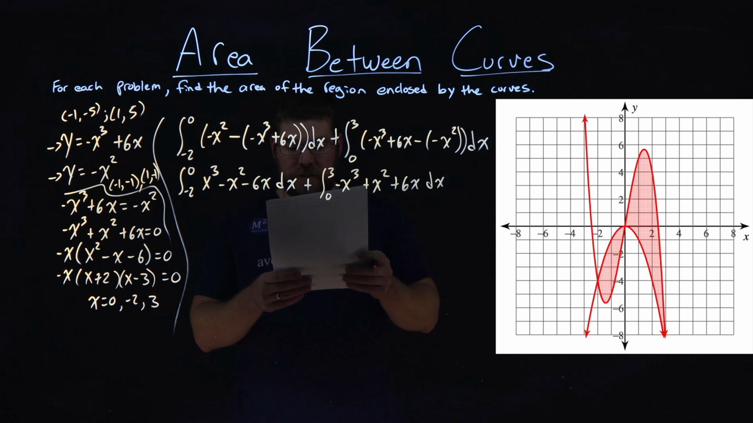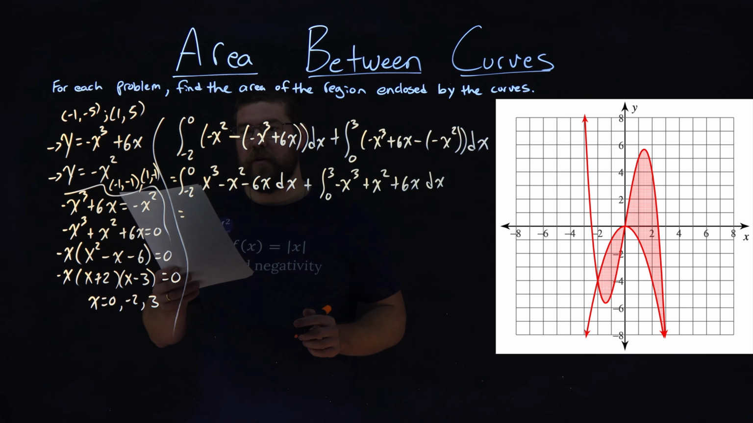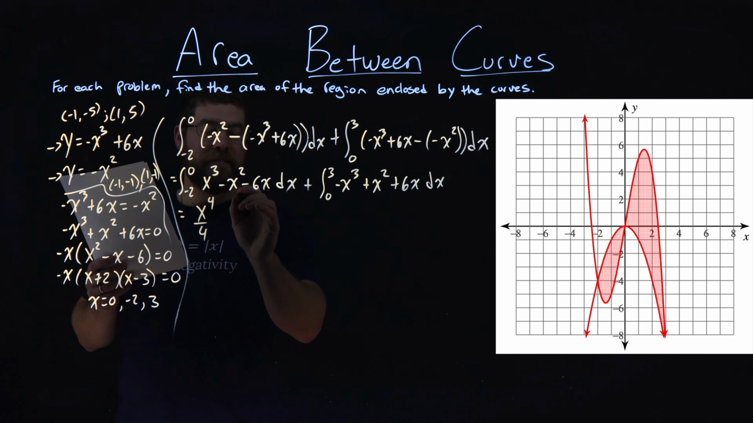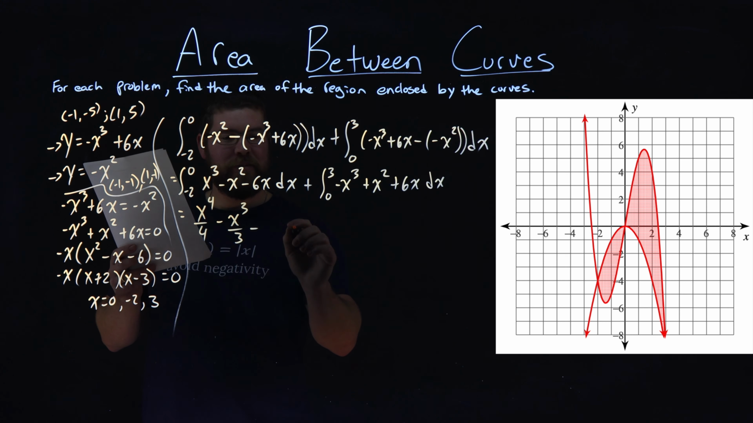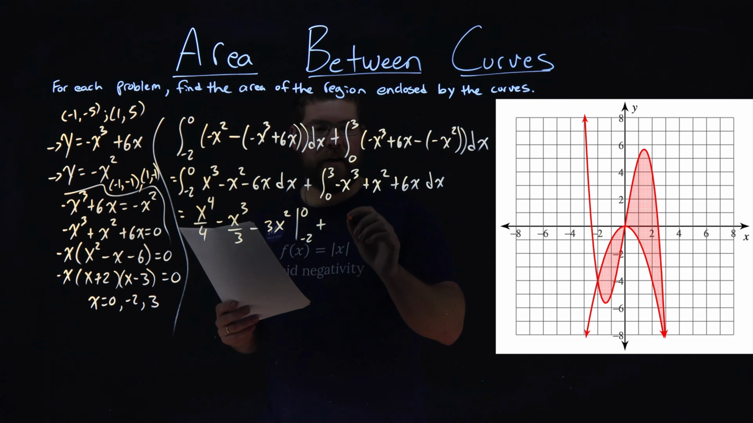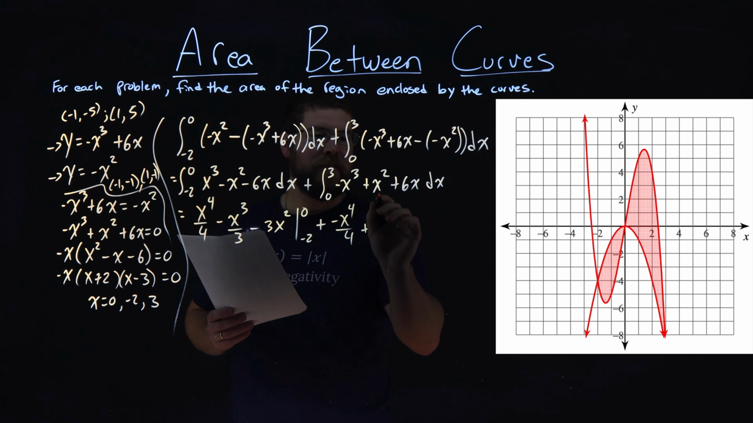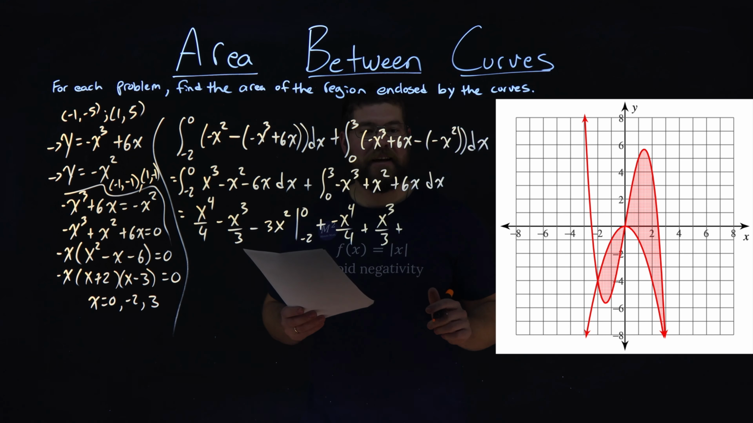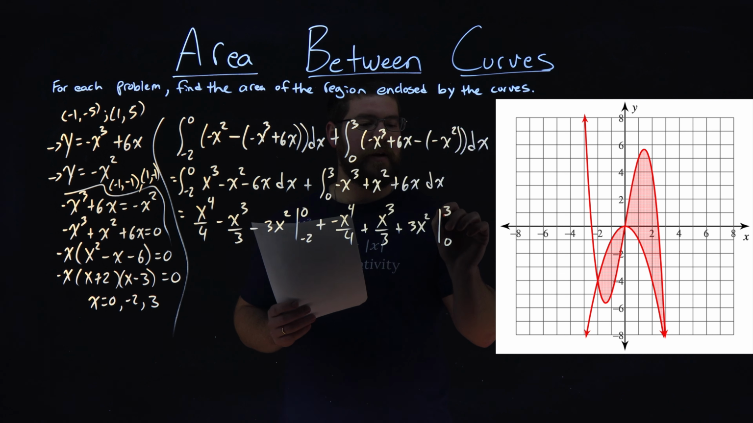So now from here, we need to find our integrals. The first one here, the integral of x to the third power is x to the fourth over 4. The integral of negative x squared is negative x to the third over 3. The integral of 6x is negative 3x squared, and we're integrating this from negative 2 to 0. Same thing here, negative x to the third power becomes negative x to the fourth over 4, plus the integral of x squared is x to the third over 3, and the integral of 6x is a positive 3x squared, and we're integrating this from 0 to 3 now.